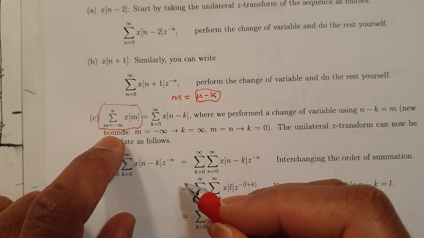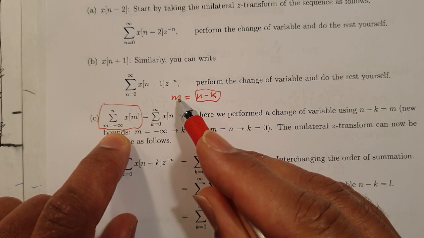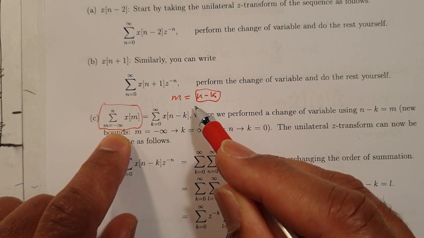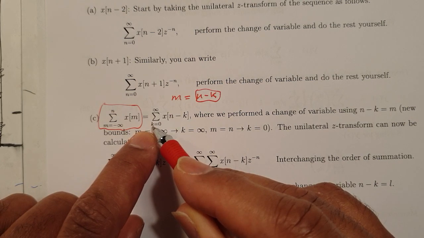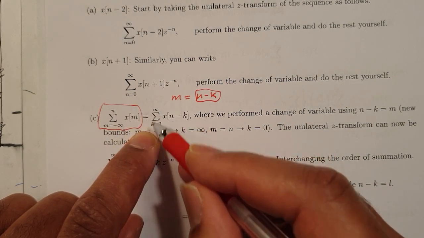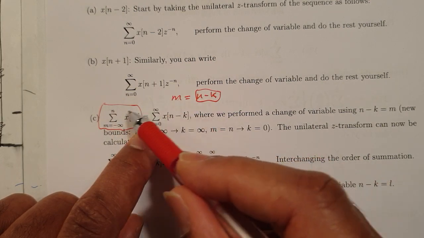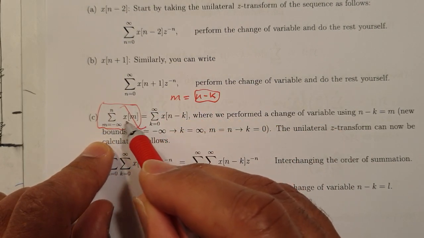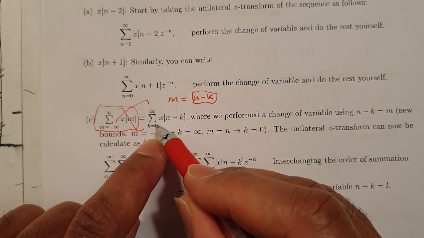If m is minus infinity, then k, which is the new variable that I am using, will be plus infinity. On the other hand, when m is equal to n, it's now the opposite: if m is equal to n, then k is 0. All right, then we go.